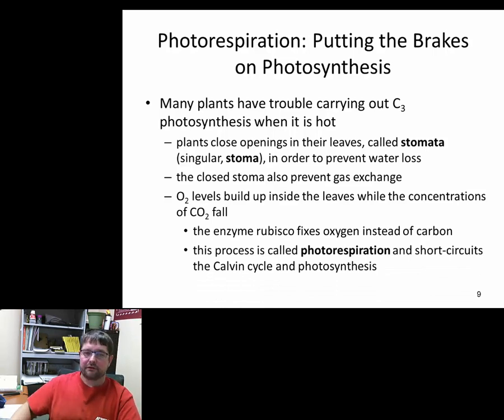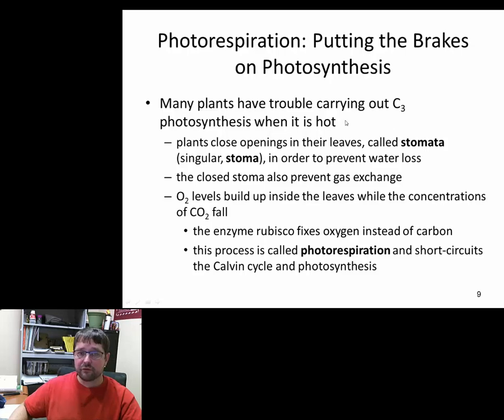Okay? So again, like I said, the enzyme rubisco will fix oxygen instead of carbon, and that causes photorespiration, and it short circuits the Calvin cycle and ends photosynthesis. Okay? So oxygen is not a product of photosynthesis. It's a waste product, and it needs to be expelled from the leaves.